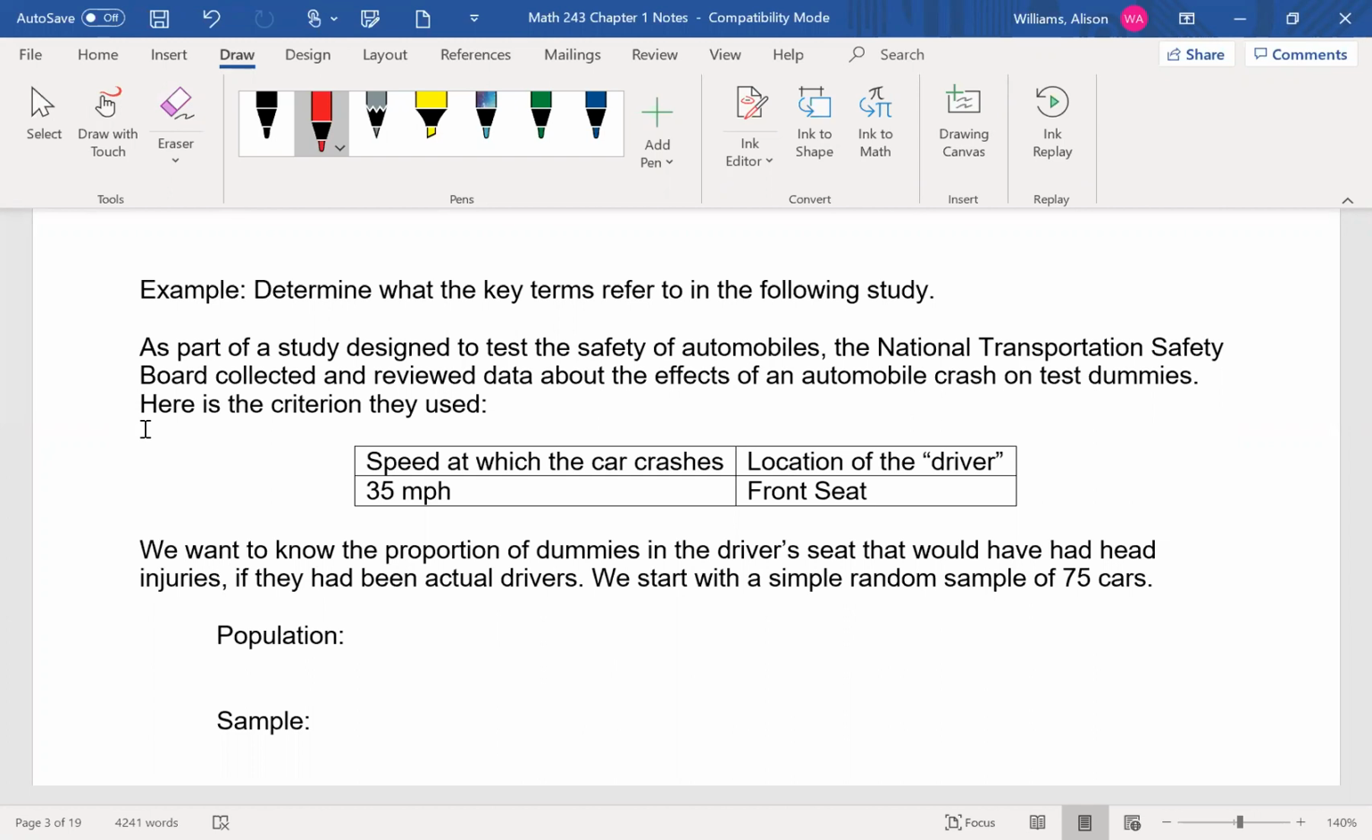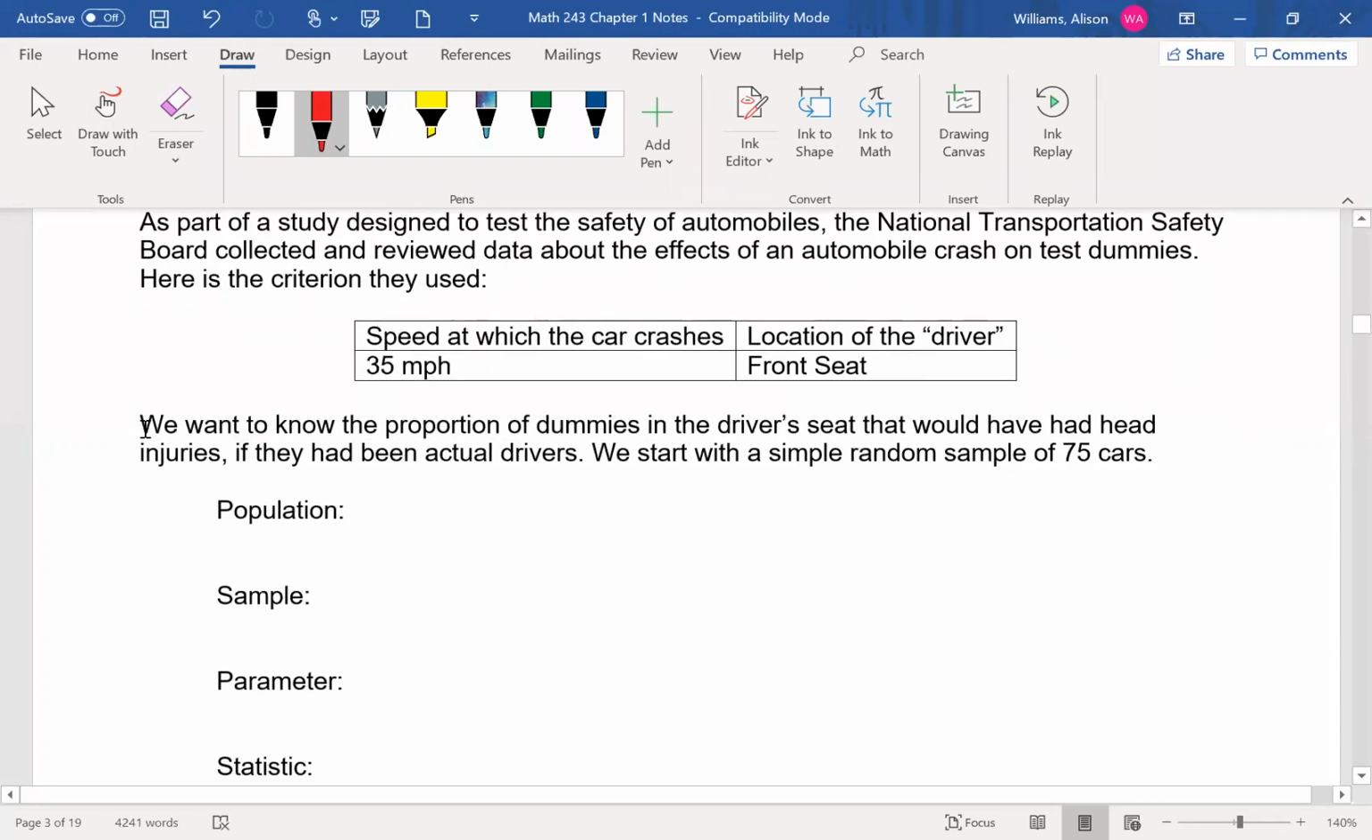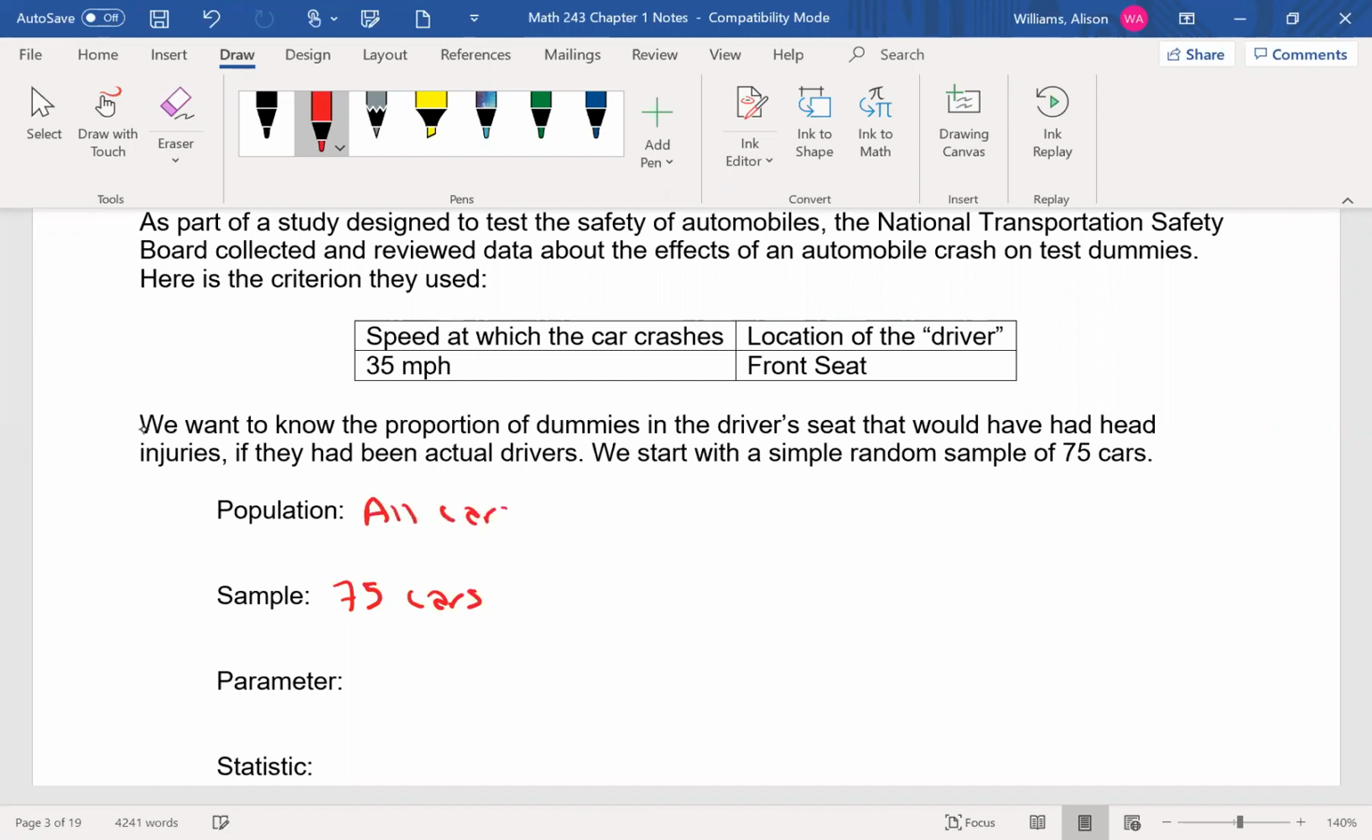So what I love about that is we already know what the sample is, right? So the sample are those 75 cars that they looked at. But clearly they did this on a lot more than 75 cars, right? They did this on quite a few more. So that would be the population they're looking at. All of the cars containing test dummies in front seat. And if you really want to get specific, you can say going 35 miles per hour. All right. So the 75 cars would be our sample.